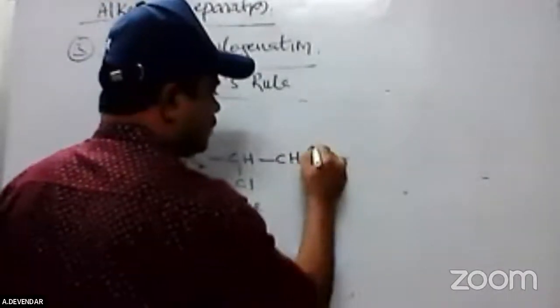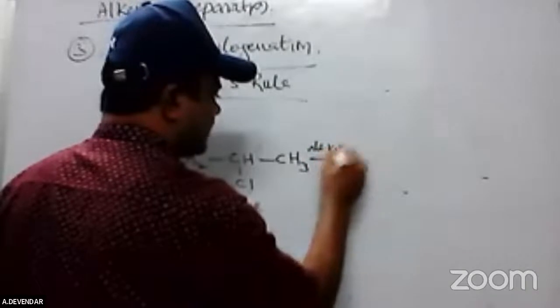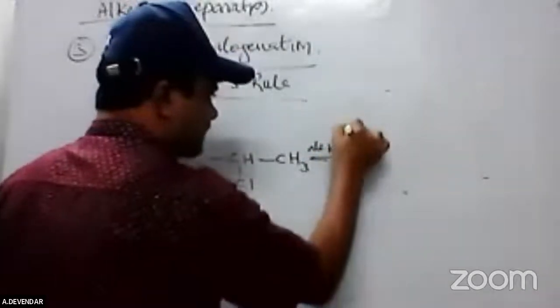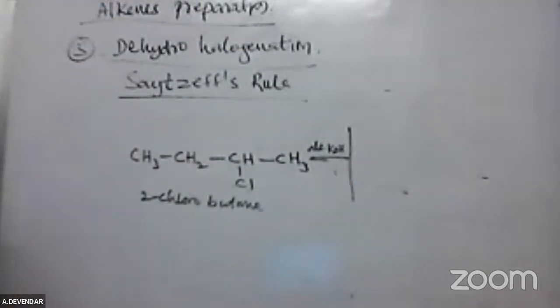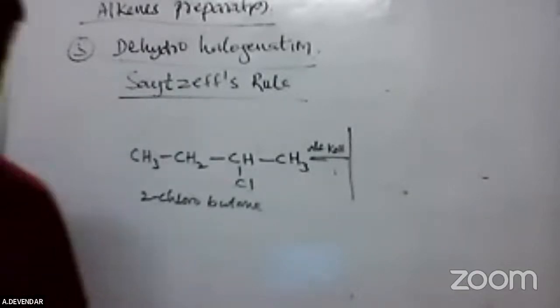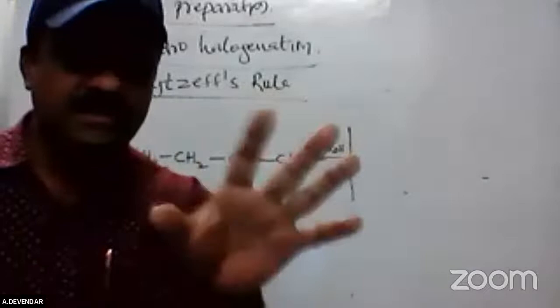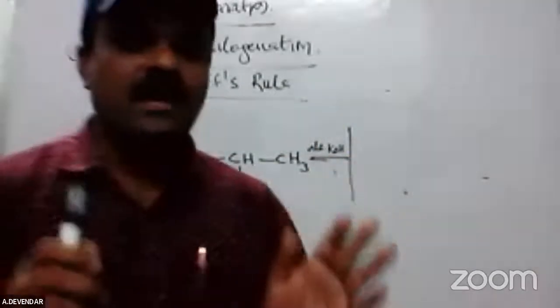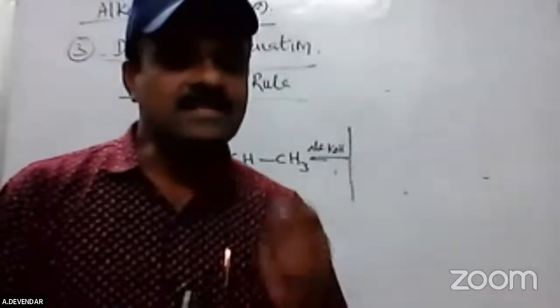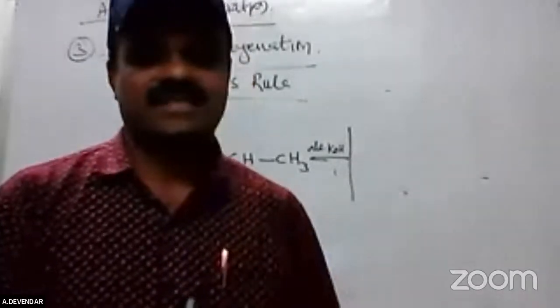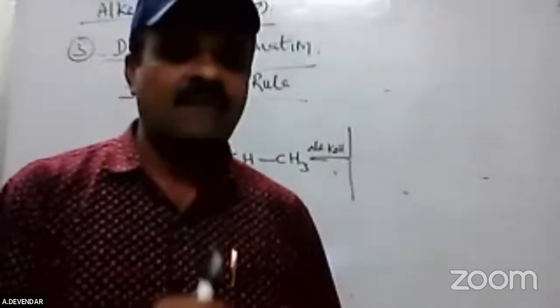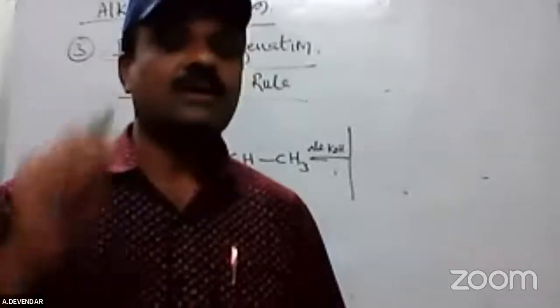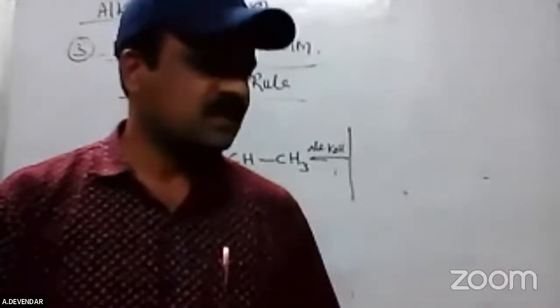I'm treating it with alcoholic potassium hydroxide. See, there is a chance. If an alternative beta carbon is present, the replacing of hydrogen will take place. The beta carbon having the least number of hydrogen atoms, Saytzeff says. So what's that? We don't know.